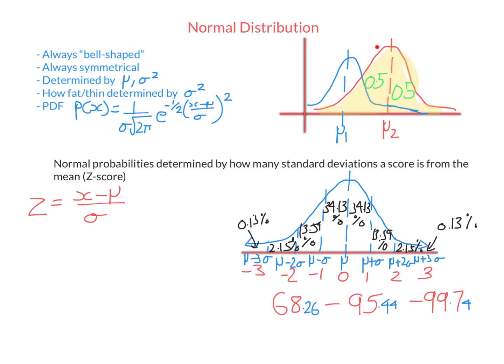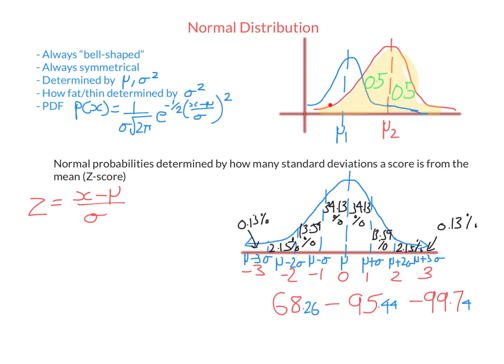So whether it looks like this or looks like this, how fat or thin it is determined by mu, which is the mean, and sigma squared, which is the variance. Now, the PDF of a normal distribution is very complicated. It's this here. Notice that there's a sigma and a mu in there. We can't actually integrate that using functions. We can't do it by hand. So what we do, if we want to find probabilities using a normal distribution, we find how many standard deviations a score is from the mean.